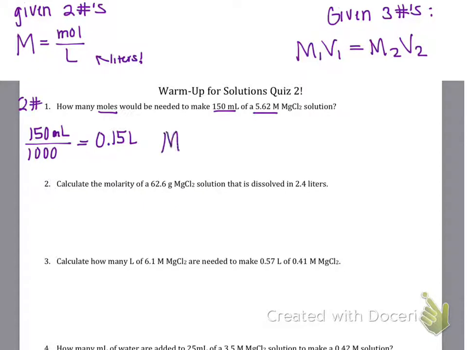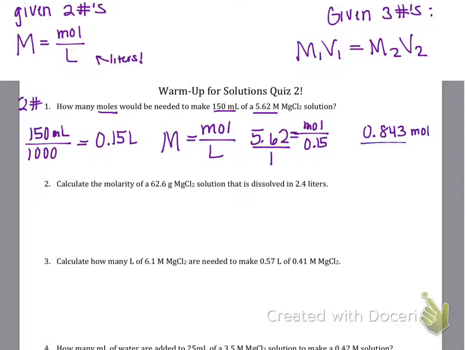So molarity equals moles over liters. Okay, and I have my molarity, 5.62 equals moles over 0.15. Okay, you got to do the opposite on each side to move this number over. So you want to move this 0.15 over to the other side. Okay, if it's less confusing, you can always think of this as a fraction equal to a fraction. So you're going to cross multiply to find out moles, and hopefully you get 0.843 moles as your answer.